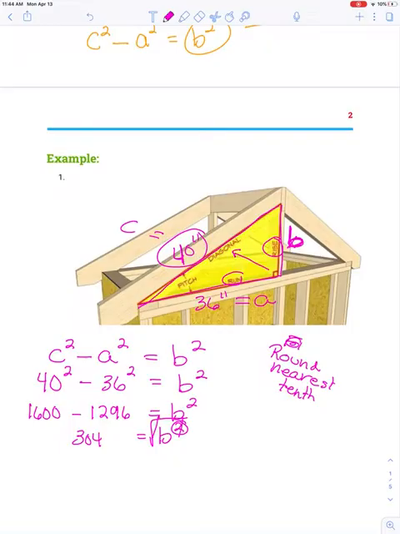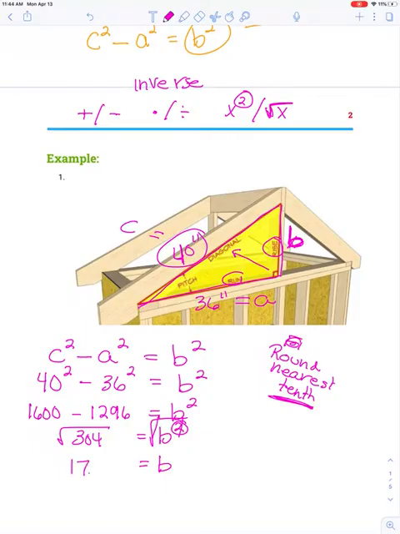So again, inverse operation. Remember, and I said this on another video, but in case you didn't watch that one, inverse operations are adding and subtracting, multiplying and dividing. So squaring and square rooting are inverse operations. So to get rid of something that's squared, you take the square root of it. Okay, so that leaves me with B over here. So I take the square root of 304, and if you round to the nearest tenth, we're going to get 17.4 inches. So we have to have our rise at 17.4 inches.